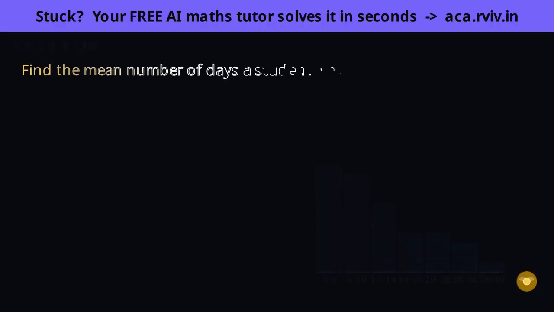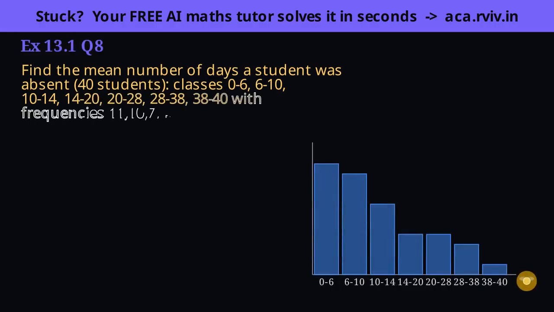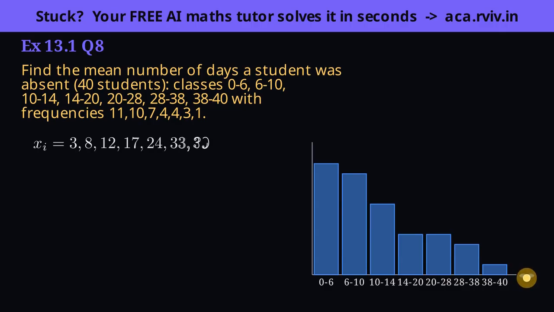Unequal class widths, no common width h, so class marks and the direct method are the safe route. Here the class widths vary, 6, then 4, then 6 again, so there's no single width h to divide by, and step deviation loses its convenience. That's exactly when we fall back on class marks and the direct method. Find each midpoint: 3, 8, 12, 17, 24, 33, 39.